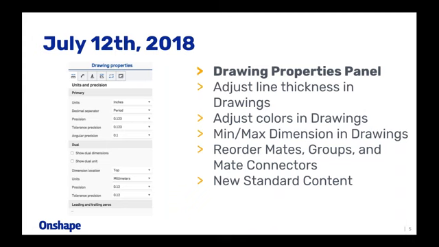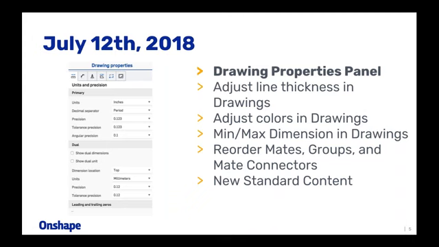And one thing I would stress about these updates is there's an emphasis on drawings, and there's also an emphasis on performance and usability. So those were big things, not only in this update, but also in the August update that I would stress. All right, so let's start with the biggest improvement in the July 12th update, and that is the drawing properties panel.